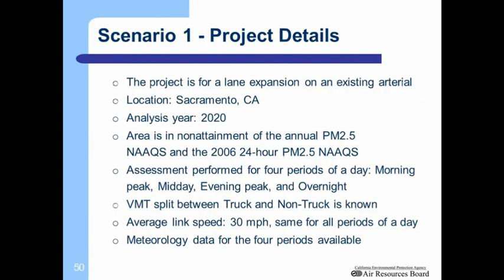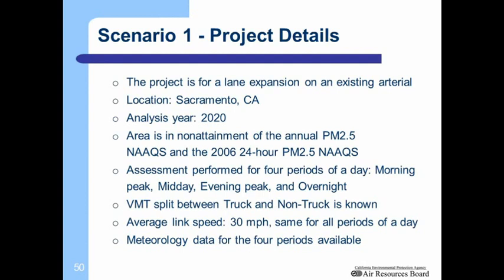The first case is for a project for lane expansion on existing arterials. We assume that this project is located in Sacramento. Analysis year is 2020. This area is in non-attainment of the annual PM 2.5 standard, so the pollutant PM 2.5 will be the major pollutant that we are interested in.